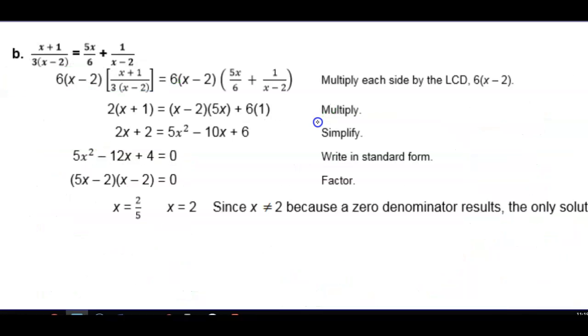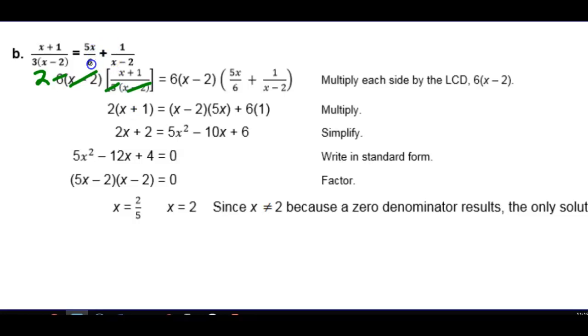All right, this one is all done out for you. I'll let you check it out. They figured out that the common denominator needed to have a 6 and an x minus 2. So they multiplied this one by a 6 and an x minus 2. The x minus 2's divided out, and 3 went into 6 twice. So they ended up with a 2 and an x plus 1.